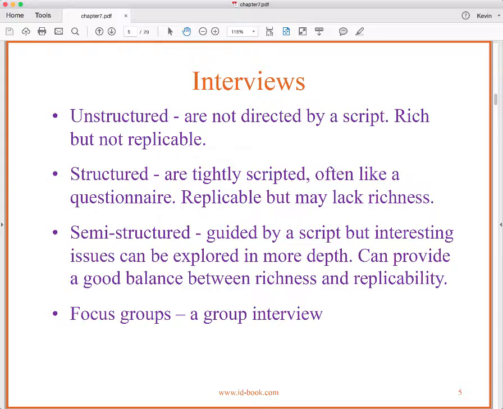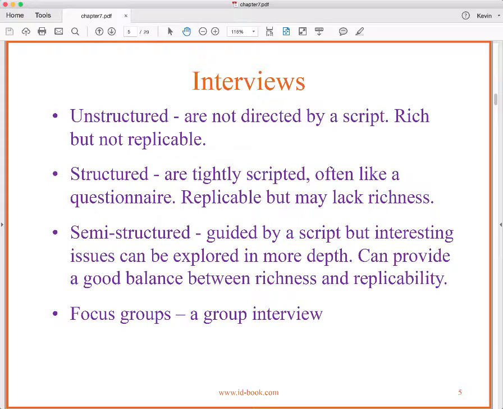The compromise between these two is what we call a semi-structured interview. It's guided by a script, but interesting issues can be explored in more depth. So we can provide a good balance between richness and replicability.